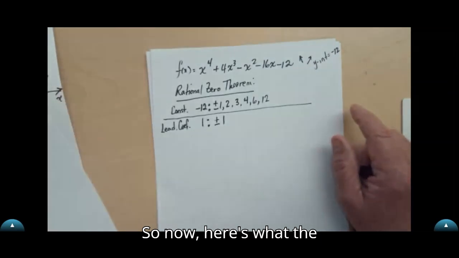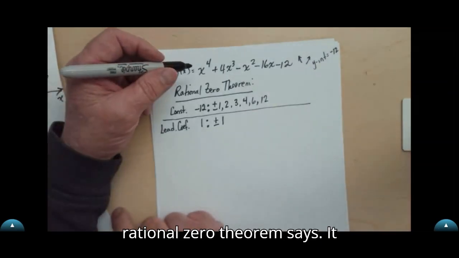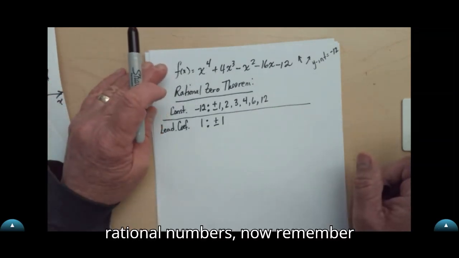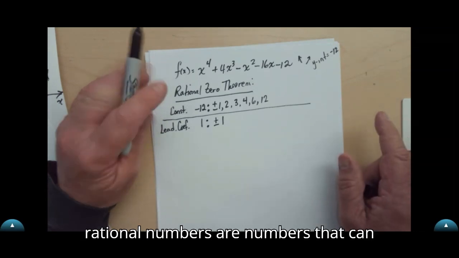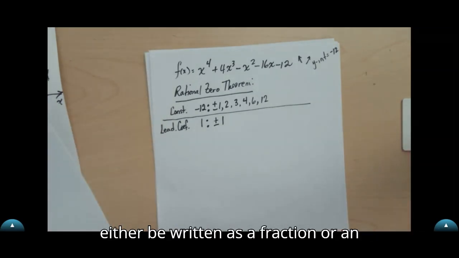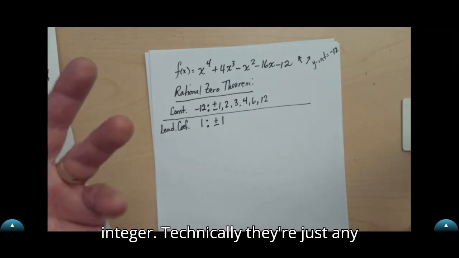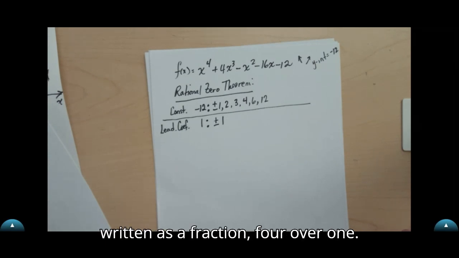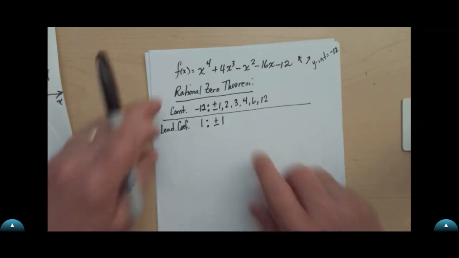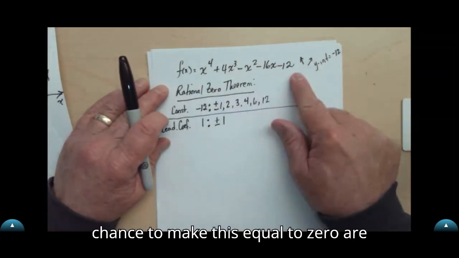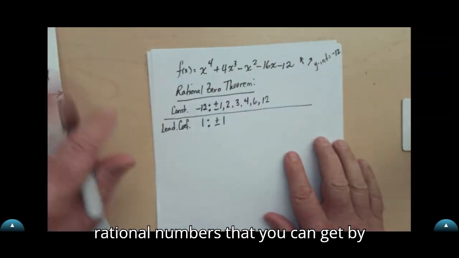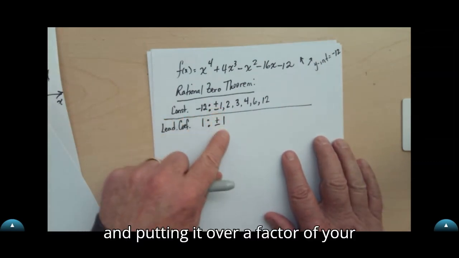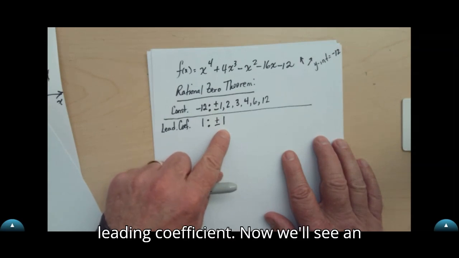So now, here's what the rational zero theorem says. It says the only rational numbers, now remember, rational numbers are numbers that can either be written as a fraction or an integer. Technically, they're just any number that can be written as a fraction, because an integer like 4 could be written as a fraction, 4/1. The only rational numbers that have a chance to make this equal to 0 are rational numbers that you can get by taking a factor of your constant term and putting it over a factor of your leading coefficient.